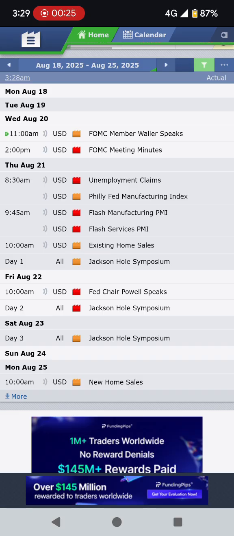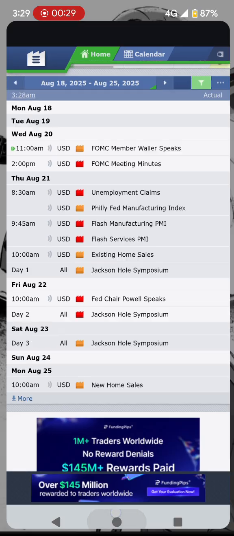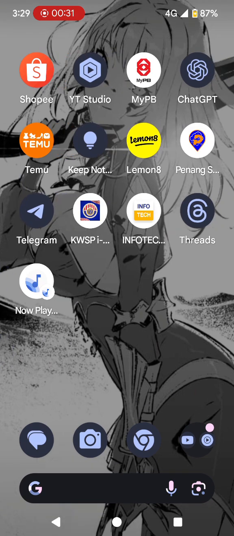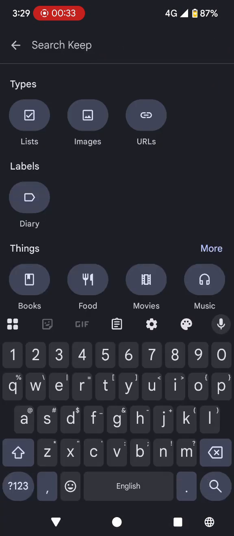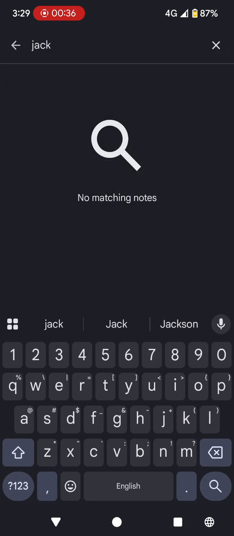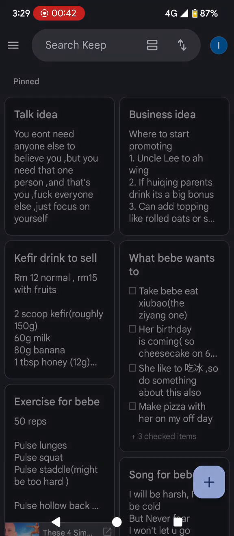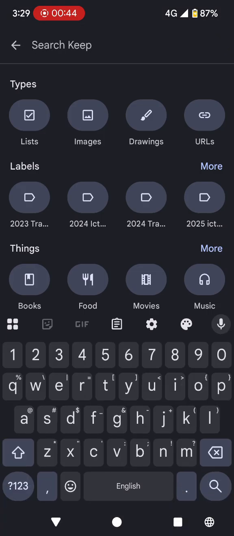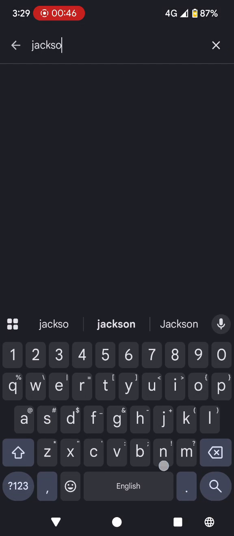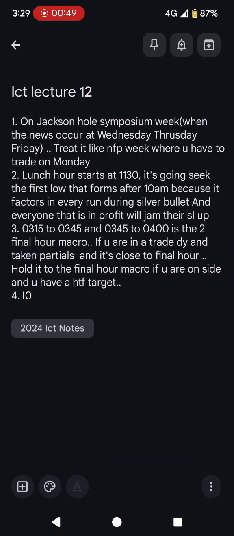Wait, I remember ICT said something about Jackson Hole Symposium. Okay, let's have a look at it. Jackson Hole Symposium, very familiar. Okay. So on Jackson Hole Symposium week, when news occurs on Wednesday and Friday, treat it like NFP week and then trade on Monday.